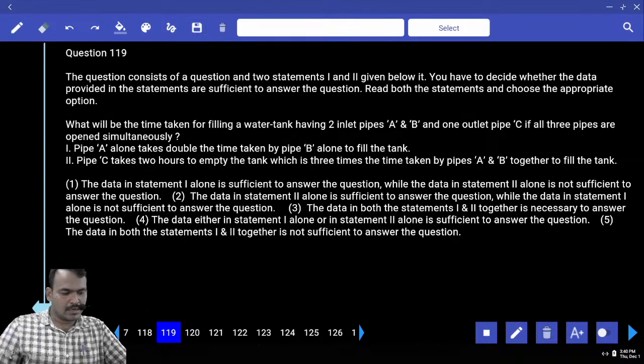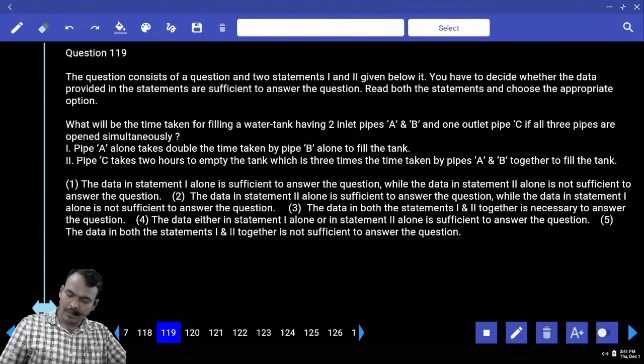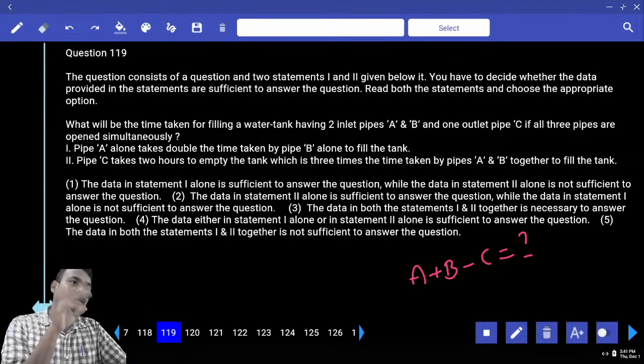Question number 119. What will be the time taken for filling a water tank having 2 inlet pipes A and B and 1 outlet pipe C? If all the 3 pipes are open simultaneously, we required which one? A plus B minus C or not? Yes or no? We required the 3 pipes together time or not?